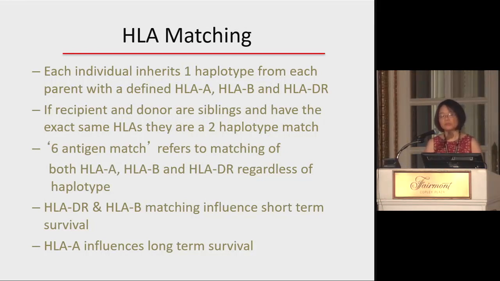So if the recipient and the donor are siblings and they have the exact same HLAs, that means they're a two haplotype match, meaning that they got the same chromosome from mom and the same chromosome from dad. That happens at a frequency of about 1 in 4, right? Mendelian genetics. If we talk about a 6 antigen match, that refers to just matching at the A, B, and DR loci, regardless of the haplotype, so regardless of whether they're on the same chromosome. And so you can actually be unrelated and have a 6 antigen match.